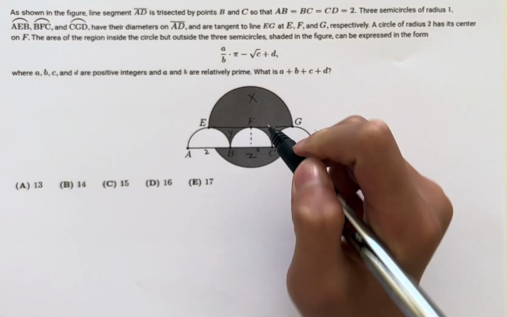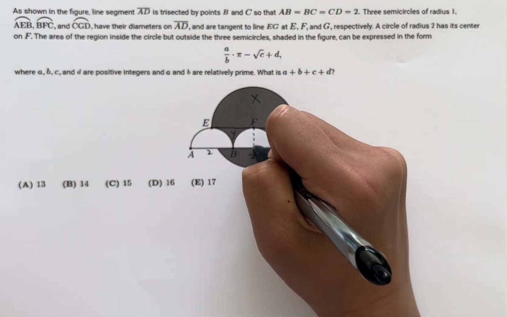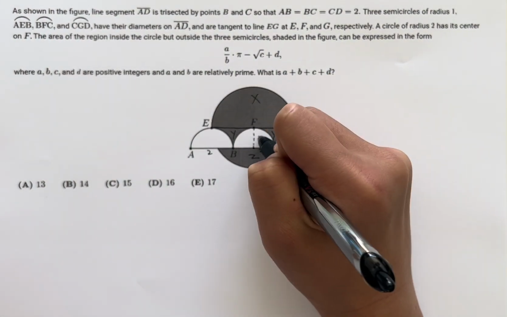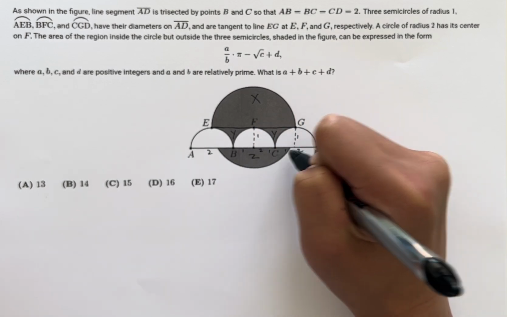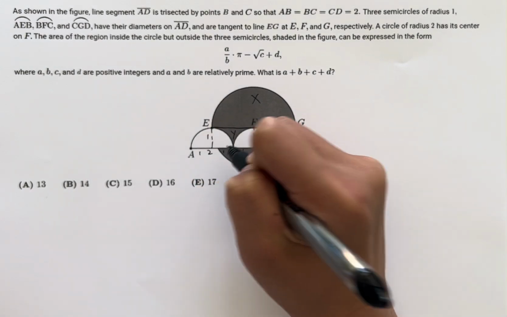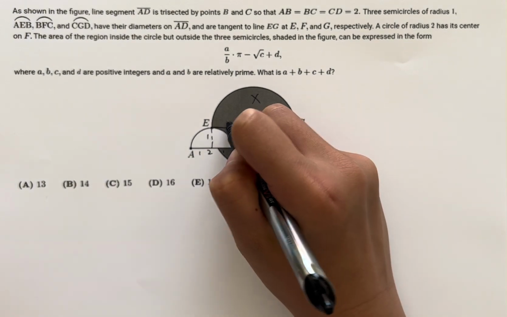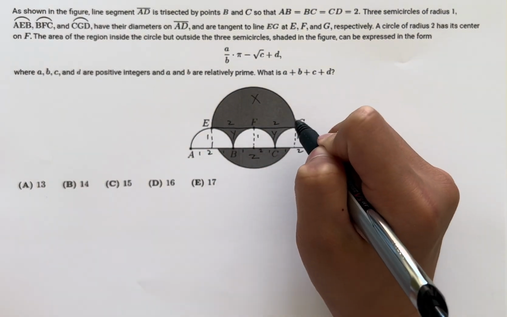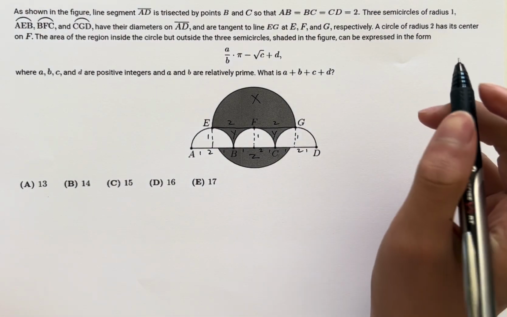So, if we draw this line here, these will all be 1, 1, and 1. And this will be 1, 1, and 1 also. And then EF equals FG equals 2, which is the radius of the large circle F. Okay, now let's start with the problem.